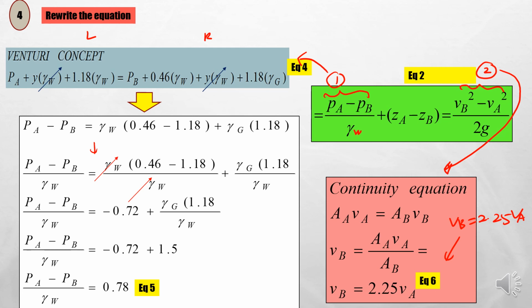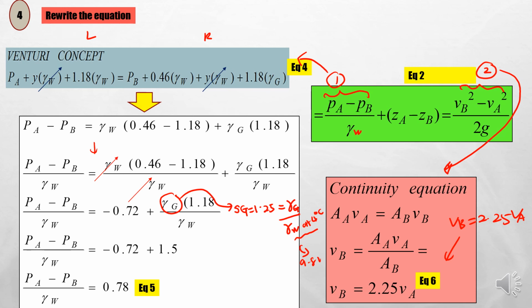And for γ_G, definitely we can get it by using the information of SG, which is provided in the question, in which we know that SG, which is 1.25, is actually the ratio of γ_G divided by γ, the specific weight of water at 4 degrees C. And this value is 9.81. So at the end you will get γ_G, which is 12.25 something.